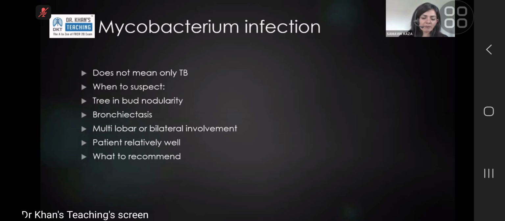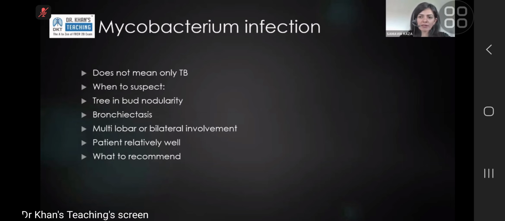The imaging pattern to look for when you want to call somebody TB is the question you will be asked: is this active TB or old TB? And what you want to look for quite keenly is tree and bud nodularity, because that implies active endobronchial infection, and that means that somebody is contagious or infectious.